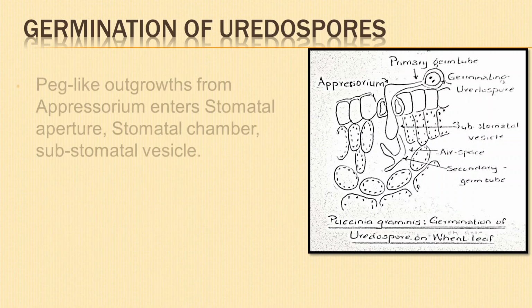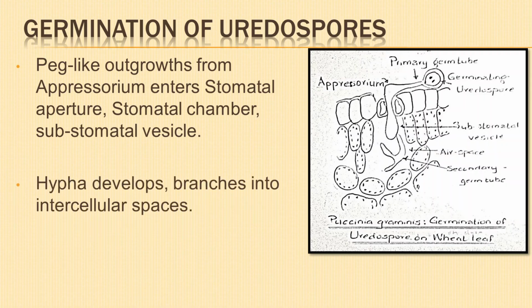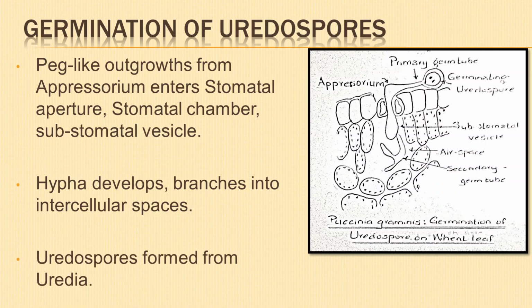A peg-like outgrowth develops from the appressorium, which enters the stomatal aperture and finally reaches the substomatal chamber. The contents of the appressorium reach the substomatal vesicle. A hypha of the dikaryotic cells develops from the vesicle, ramifies, and branches in the intercellular spaces. The new mycelium produces a new crop of urediospores from the uredia.